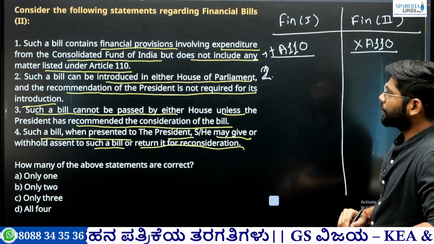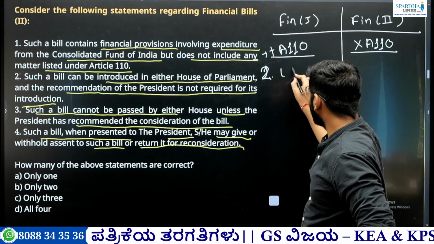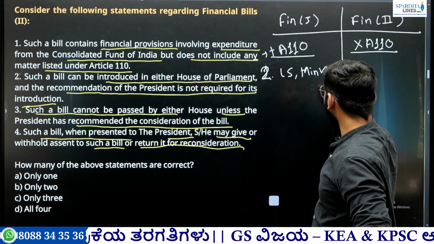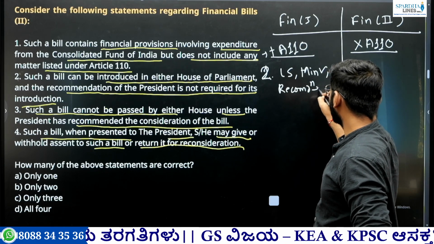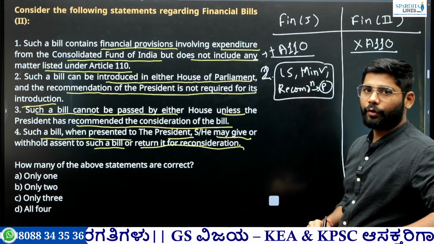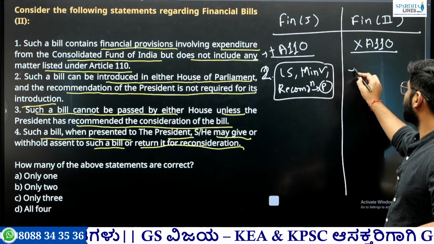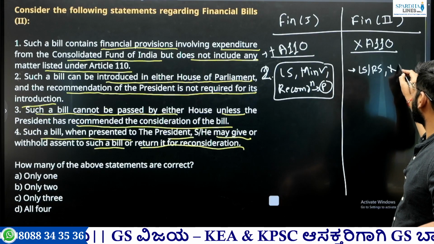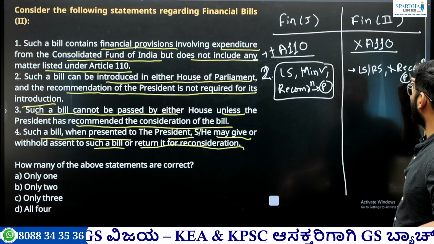Second difference: such a bill can be introduced in either House of Parliament, but when it comes to Finance Bill 1, it must be introduced in Lok Sabha, it must be introduced by a minister, and it must be introduced after the recommendation of the President. These are the must conditions to introduce Finance Bill 1. But Finance Bill 2 can be introduced in either Lok Sabha or Rajya Sabha. There is no need of the President's recommendation. President's recommendation is not necessary.